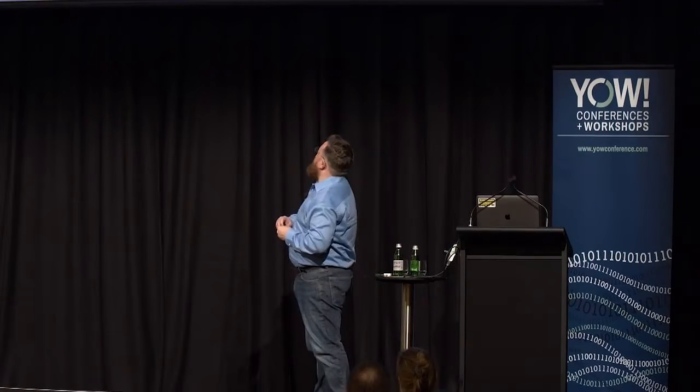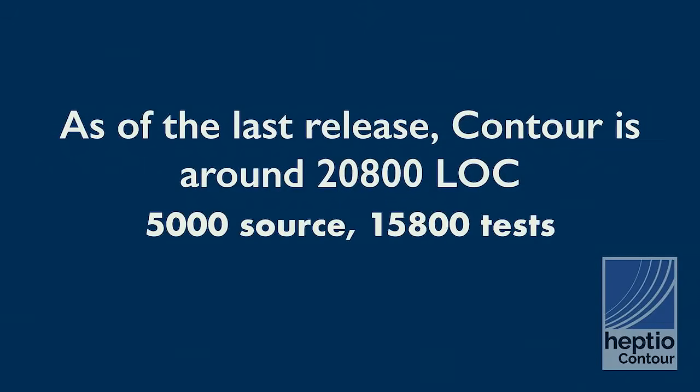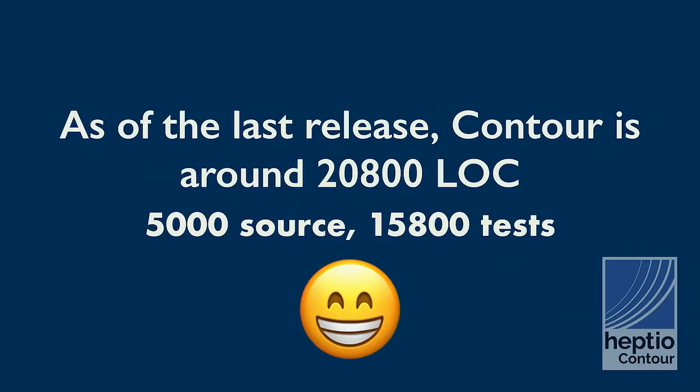For the last release we did a couple of weeks ago, I ran the numbers, and Contour is just under 21,000 lines of code. That's around 5,000 lines of source, and the other 16,000 are tests. And I think that's the right ratio. Interestingly, the ratio of code to tests has only increased over time. Partially because Contour's main job is data transformation, so we have a lot of, for this input, I expect this output kind of testing.